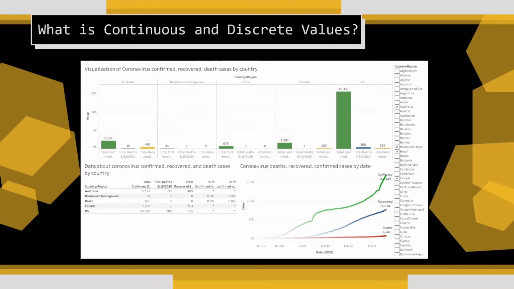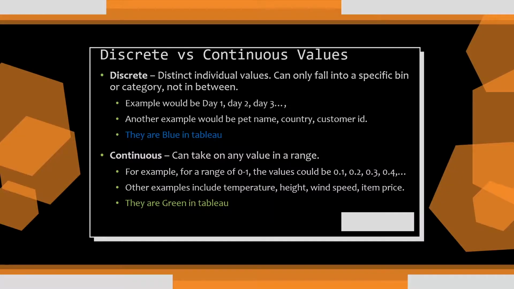In this video, we'll go over continuous and discrete values. Discrete values are distinct individual values, and these values can only fall into a specific bin or category, not in between. Examples of discrete values would be something like day 1, day 2, day 3. Another example would be something like pet name, country, customer ID. Discrete values are usually blue in Tableau.